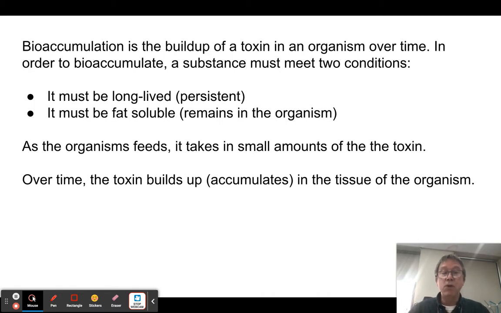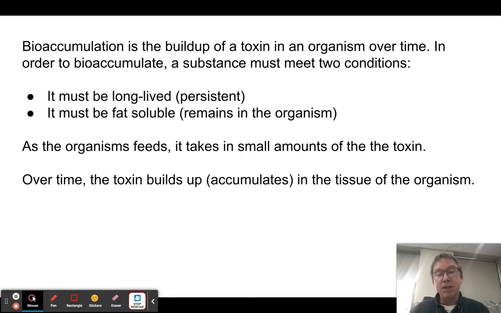When you were born, you had almost no mercury in your body. You have quite a bit of it in your body right now. It's accumulating. It is bioaccumulating in your body, okay? Now, in order to bioaccumulate, two things have to be true about the toxin, okay?